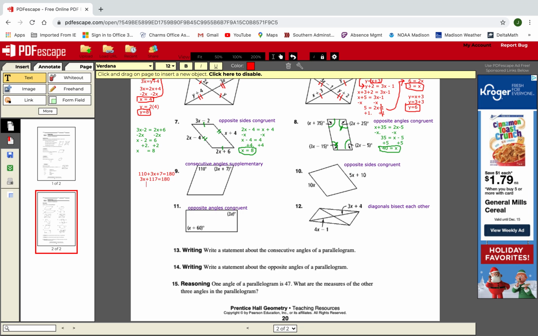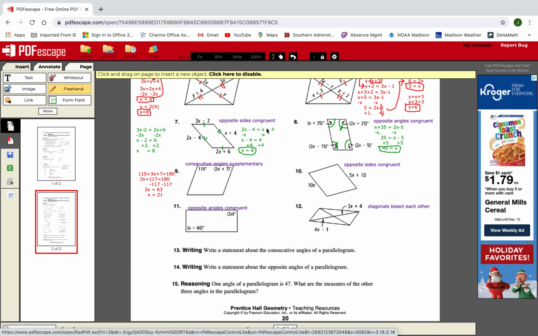So my next step then would be to group my like terms across the equal sign. So I'm subtracting 117 from both sides. And on the left side I have 3x. 117 minus 117 cancels out. And 180 minus 117 is 63. Okay, my last step then is to divide both sides by 3. And when I divide both sides by 3, I get that x equals 21. All right, that's it on that one. Just one little equation and problem on that one.